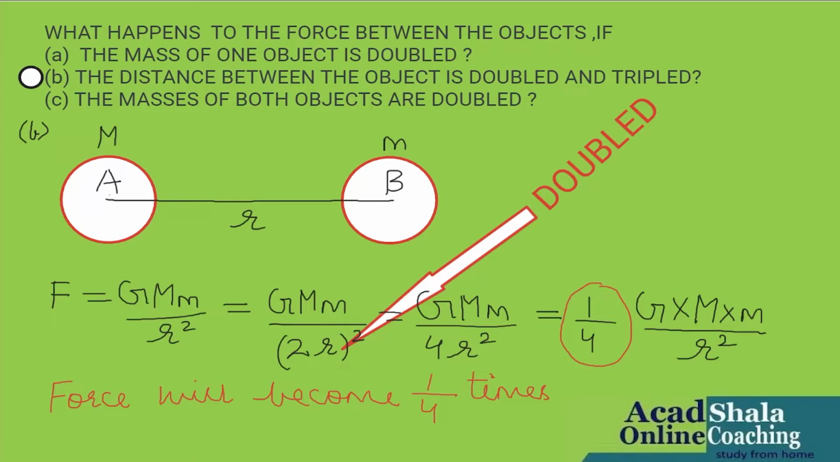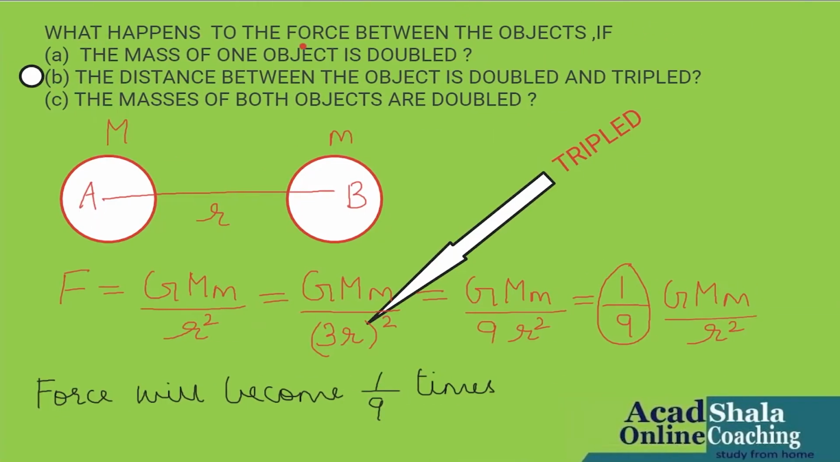Okay, let me do the B part, this tripled one. Let's get started. Again, I've put two objects A, B with masses m and small m at a distance r. I know the expression: F is equal to G m small m upon r square. According to the demand of the numerical, the distance between the two objects is tripled.